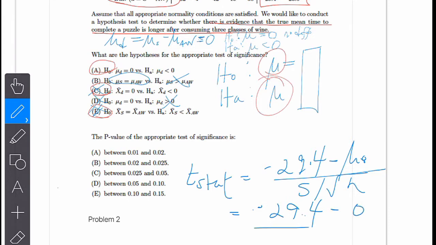Don't forget, this is for a change. This is for our experiment. So the status quo is no effect, no change, 0. And then s is 23.5, divided by the square root of 5. When you put all that together, what do you get?